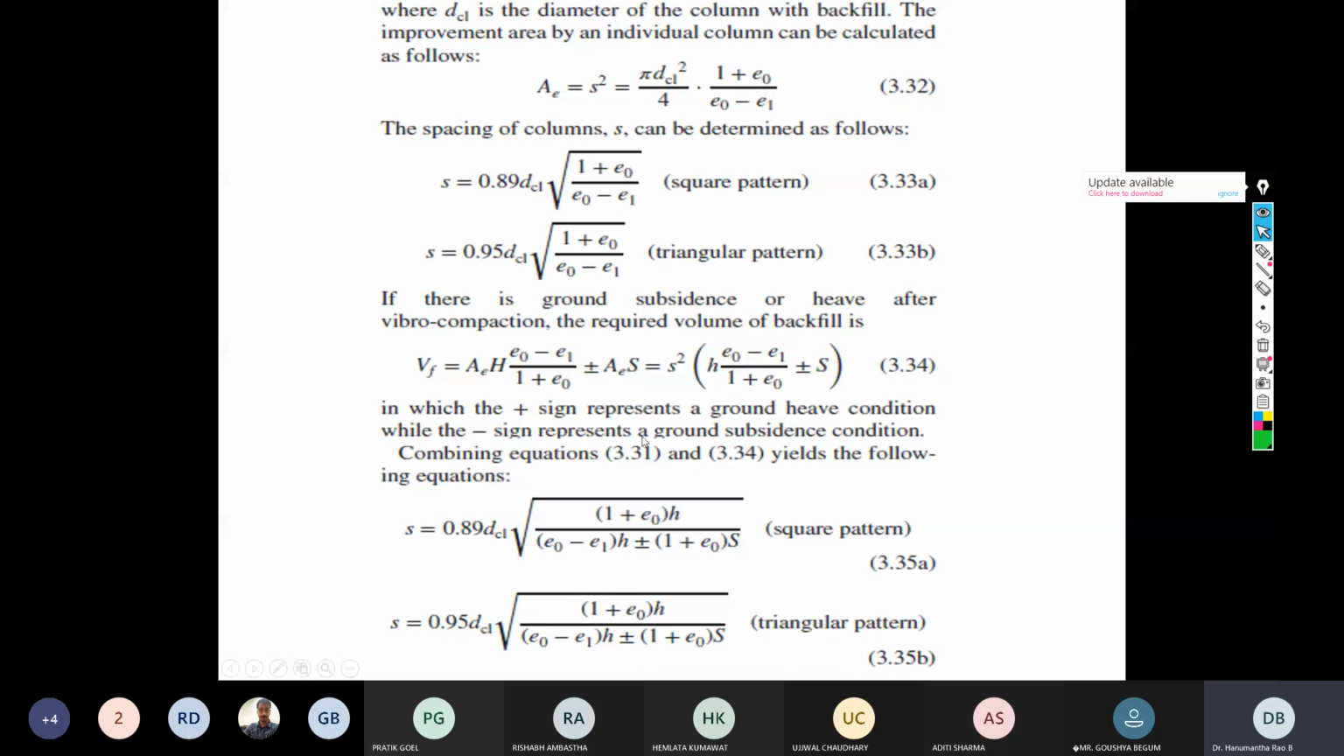Then combining equations 3.31 and 3.34, we can get the most sophisticated equation for computing the spacing of the columns. This is equal to this one. Equations 3.33 and 3.33 don't take care of either subsidence or heave. If you also want to account for the subsidence or heave that has occurred after the vibrocompaction, then you should use equation 3.35. Okay. So these are some empirical equations given by some people that I wanted to present.